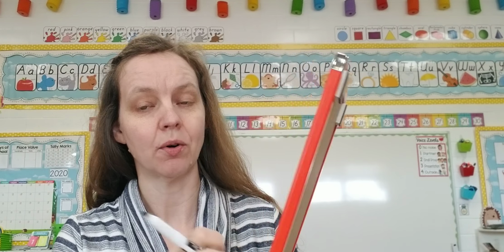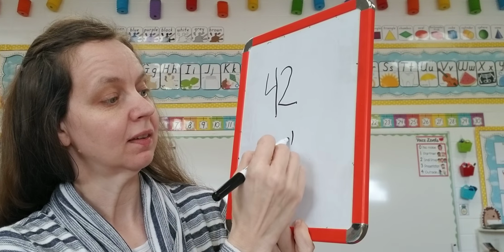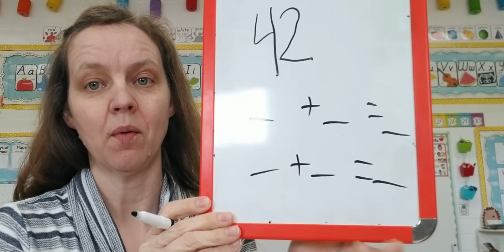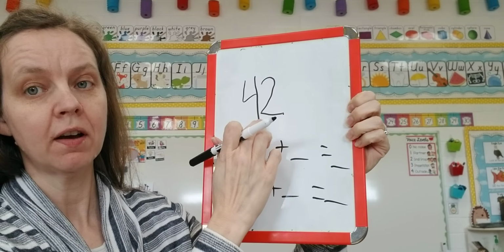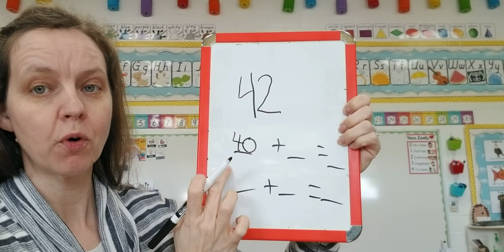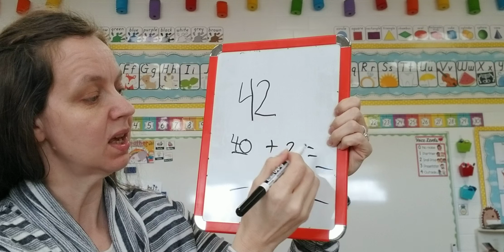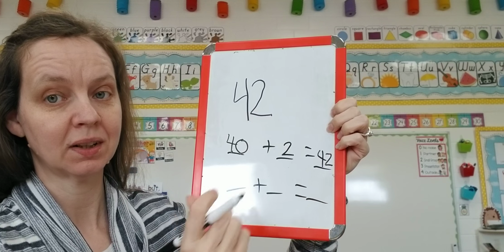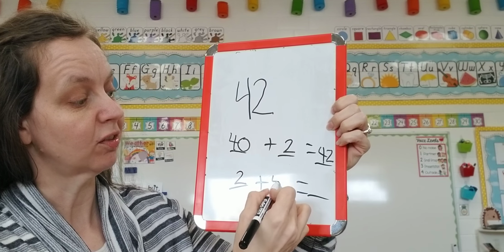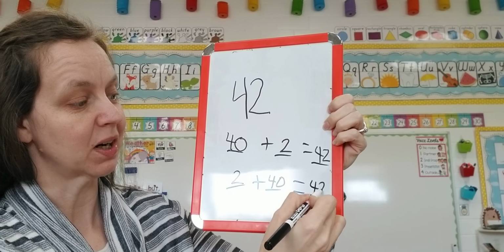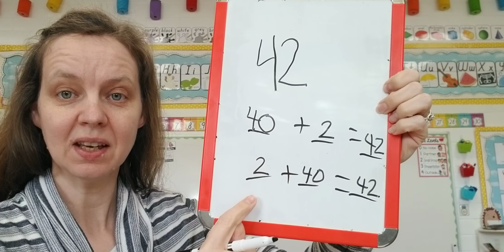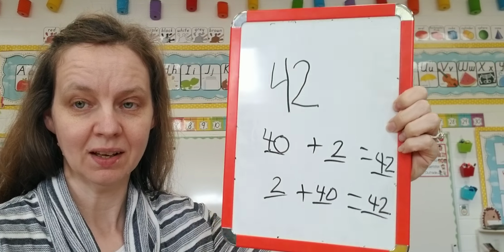Okay, now I need to make those two number sentences with these numbers, using my tens and my ones. So how many tens do I have? 4. So I'm going to put 4 with that 0 because it's a 10. 40 plus 2 equals 42. Now I'm going to switch it around and I'm going to put 2 plus 40 equals 42. It can go both ways. We can switch the ones and the tens, but it's going to equal the same both times. All right, let's keep going.